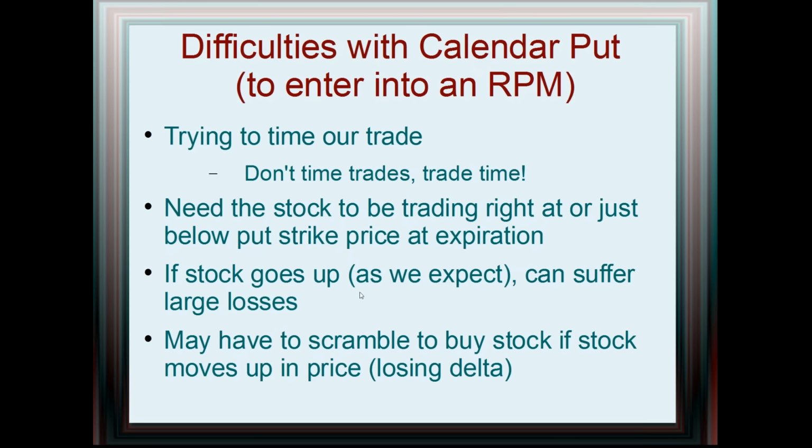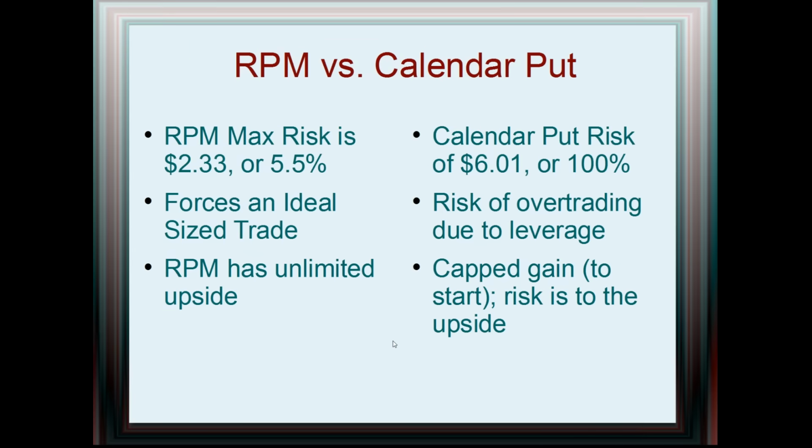If the stock goes up as you expect, you're going to suffer larger losses. You have now traded against yourself and entered a bearish position, and you may have to scramble to buy stock if it moves up in price because you're losing the delta on the long option.